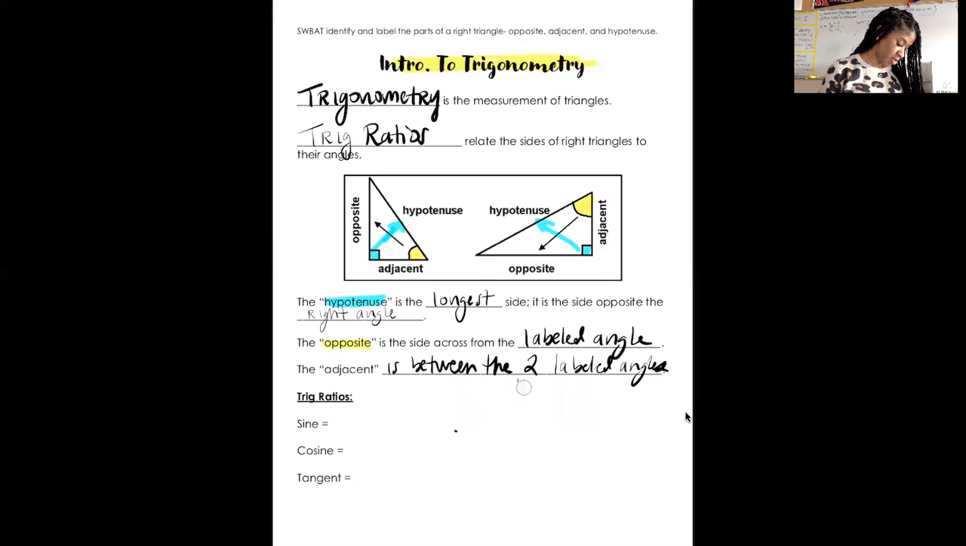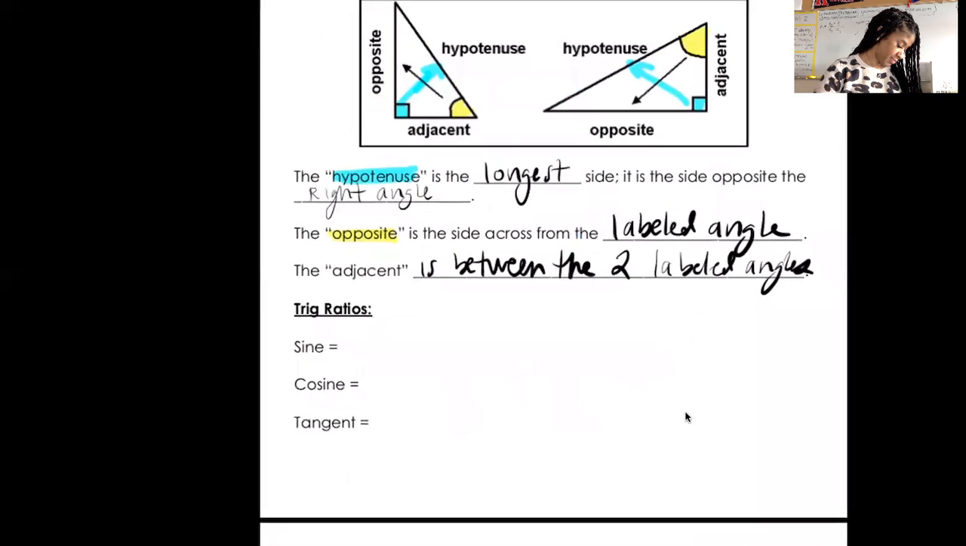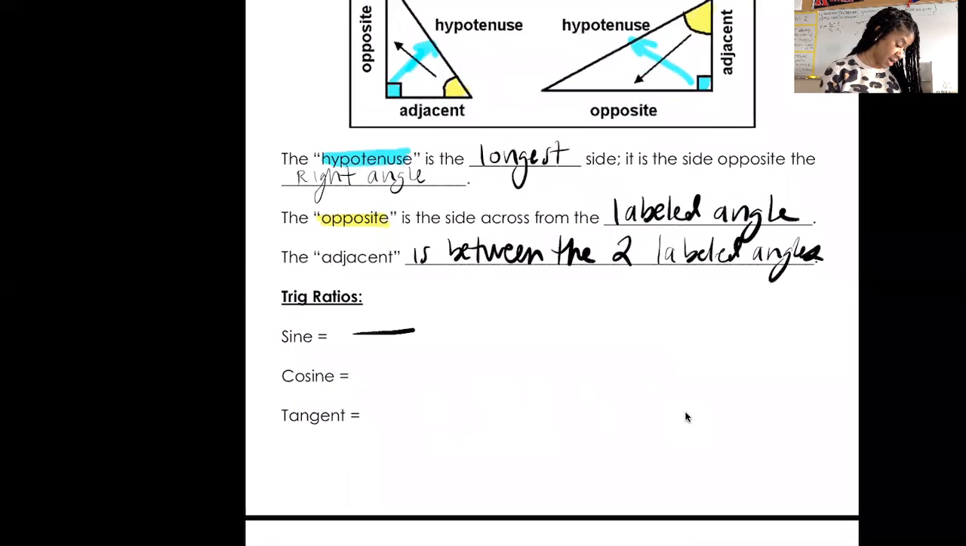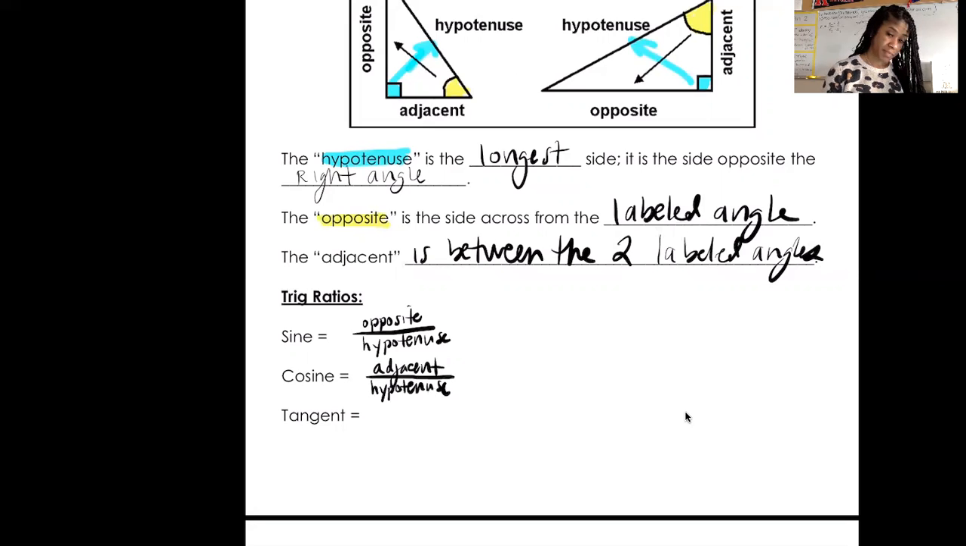Now we're going to learn about the three trig ratios. The first one is called sine. Sine is equivalent to opposite over hypotenuse. So sine is the ratio of the opposite side to the hypotenuse. Cosine is the ratio of the adjacent to the hypotenuse. And lastly, tangent is opposite over adjacent.